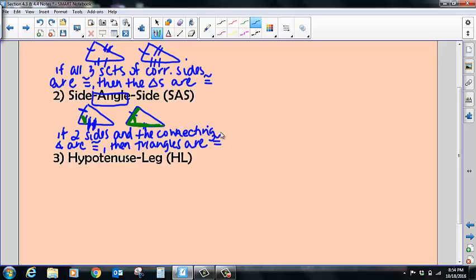And then finally we have hypotenuse leg. Now, in order to create a hypotenuse within a triangle, you need to have a right triangle. Okay, so that's kind of key here.